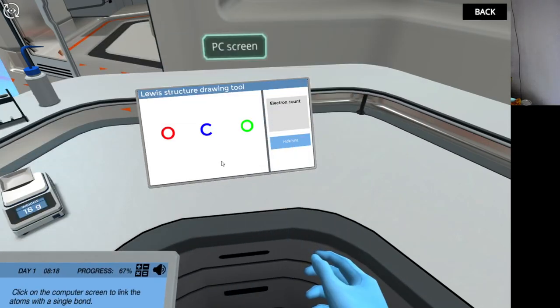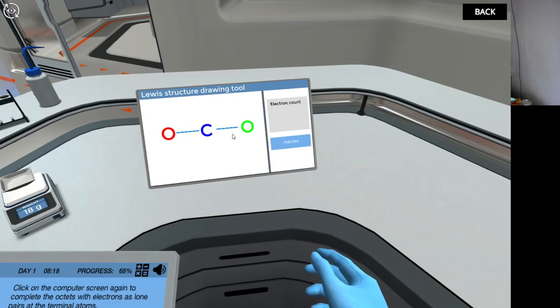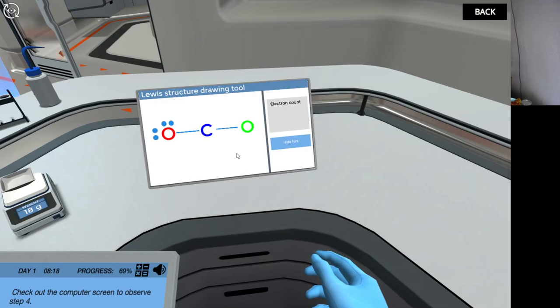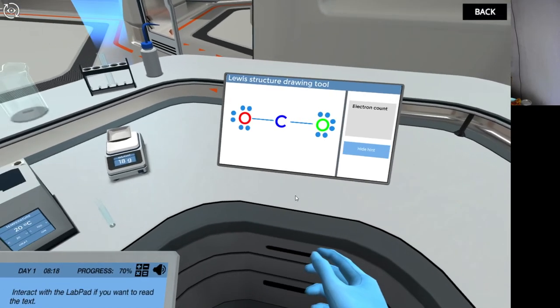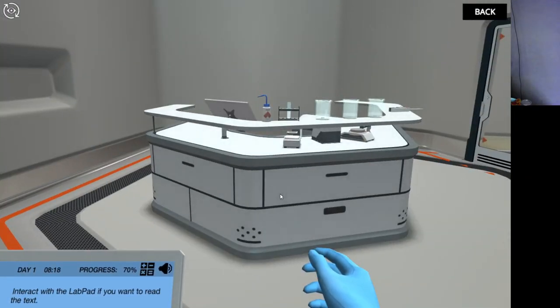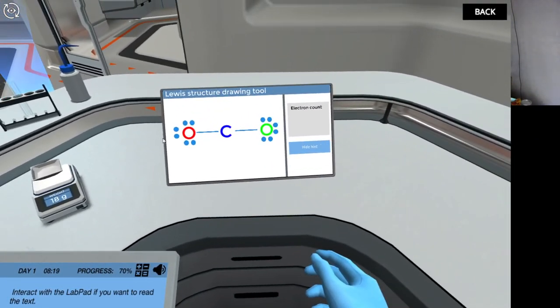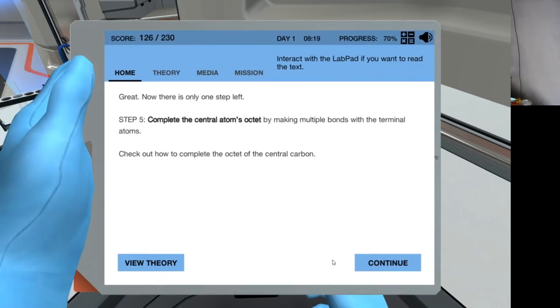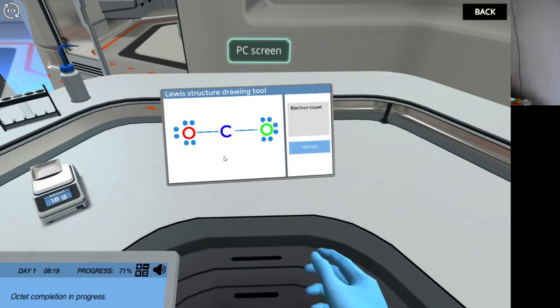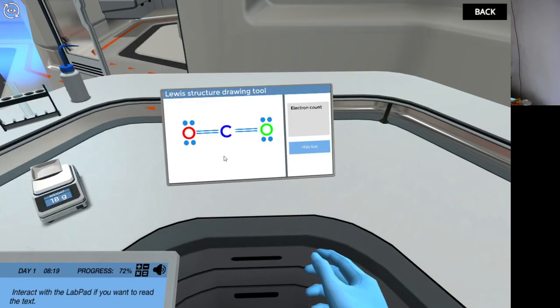Click on the computer screen to link the atoms with a single bond. Now there is only one step left. Step 5: complete the central atom's octet by making multiple bonds with the terminal atoms. Check out how to complete the octet of the central carbon. Click on the computer screen.